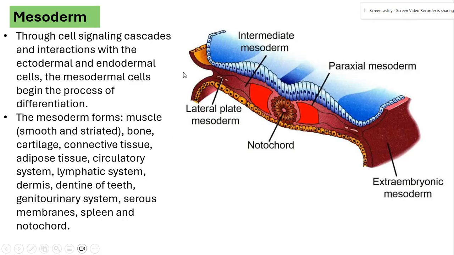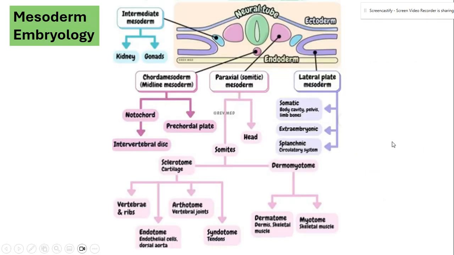So as you can see, this is intermediate mesoderm. This is the lateral plate of mesoderm, lateral plate on the side, yeah. Paraxial mesoderm. This is the paraxial. This is notochord, the one in the flower, like right in the middle. This is extraembryonic mesoderm. All right, the mesoderm, embryology.